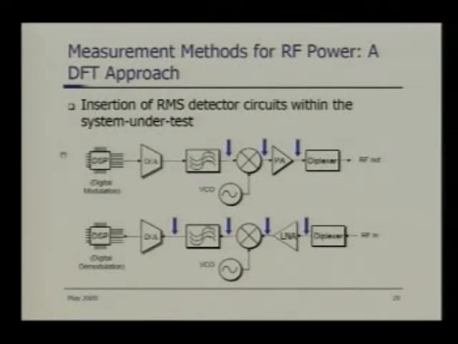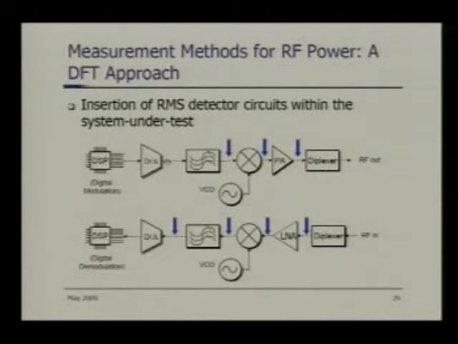So here I am showing a block diagram of a transmitter. You have a digital modulation generator within the DSP. Okay, you have a D2A converting that digitally modulated waveform into analog.